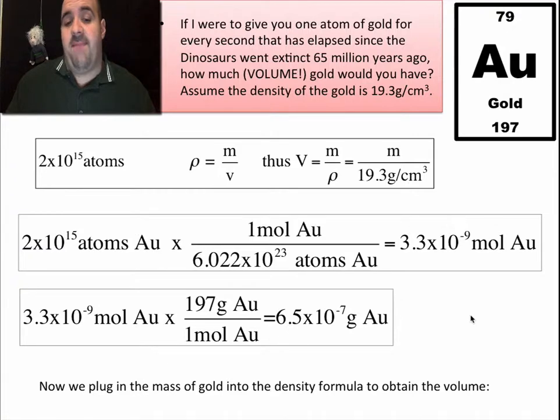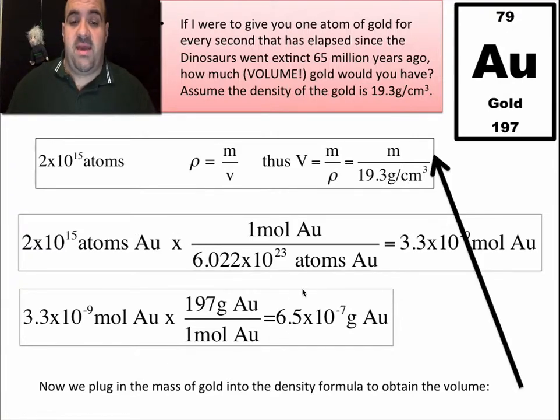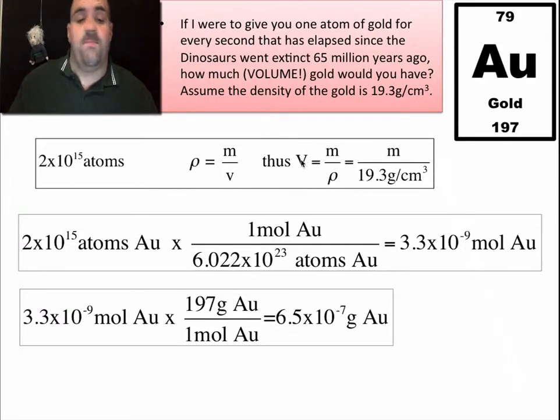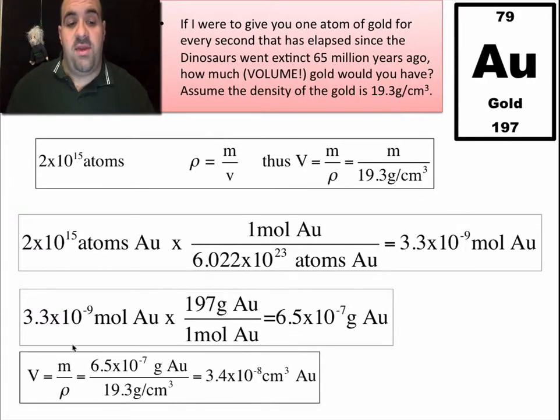And now that you know that mass, we solve for the mass of gold I'm giving you. Just plug that back into the density formula, and that'll allow you to solve for the volume. And when you take your density formula, which is volume equals mass over density, put in the mass we solve for and divide by the density of gold, it gives us the volume of gold that I've given you, which is 3.4 times 10 to the negative 8th centimeters cubed. Again, an extremely small amount.